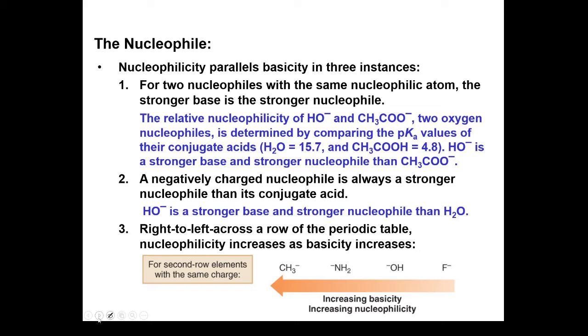Number 2, a full-blown negative charge will always be better than the conjugate acid. F minus will always be a better nucleophile than HF. OH minus will always be a better nucleophile than H2O. And number 3, what if I don't have a comparison? I'm not a conjugate and I don't have the same charge. The more basic I am, the better I am as a nucleophile. So it's the exact opposite of a leaving group.